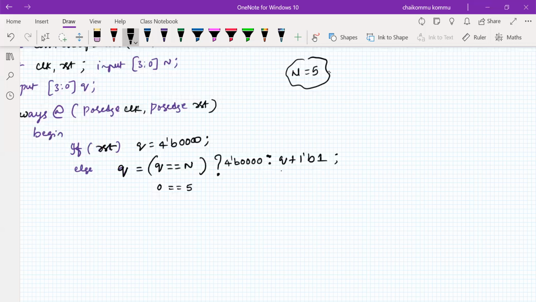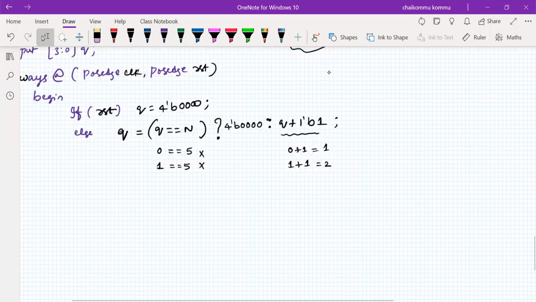Now Q is assigned with 1. Again it will be checked with 5. Is it true? No, it is false. Therefore again this value is incremented by 1, so this value becomes 2. So 2 is assigned to Q. Again, for every positive edge we are talking about, don't forget about that. For every positive edge this is happening. Then 5, is it equal? No. Again 2 plus 1 is equal to 3.